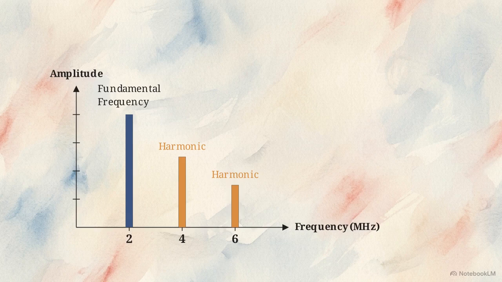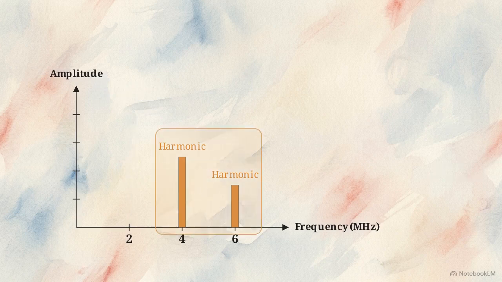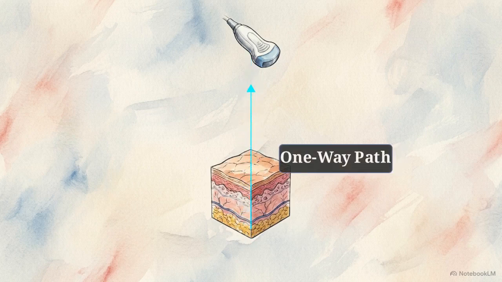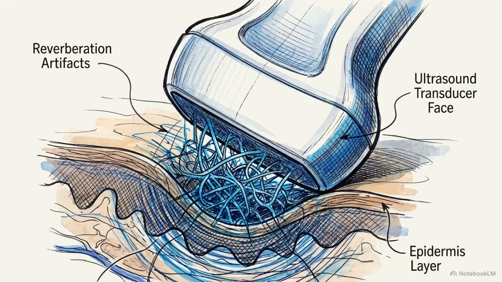On this frequency spectrum graph, Fourier analysis isolates returning harmonic multiples. The machine uses an electronic filter to completely discard the fundamental frequency, rendering the image strictly from the tissue-generated harmonics. This creates a distinct physical advantage. Because these harmonic frequencies are generated at depth, they only travel a one-way path back to the probe. In standard imaging, the outgoing high-energy beam bounces between the skin and the probe face, creating near-field clutter known as reverberation.